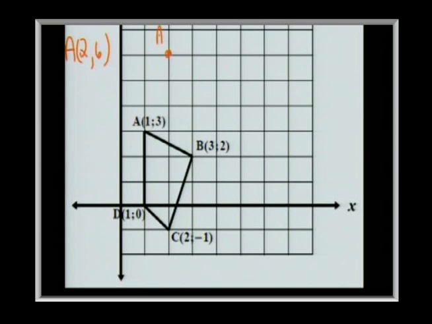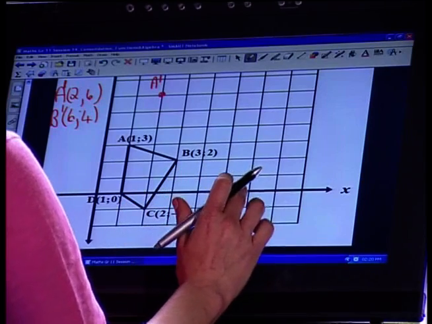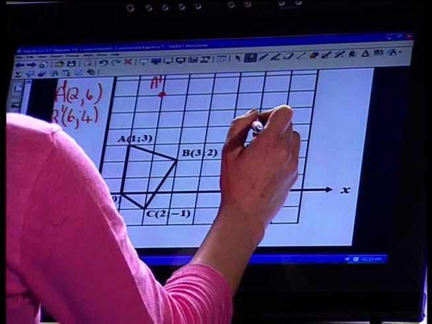Call it A prime, and I've already named the coordinate over there on the side, so I don't have to do that again. Now I'm going to do exactly the same thing for B. If I take 3 and multiply it by 2, then it changes to 6, and 2 multiplied by 2 is 4. So B prime is going to be x is 6, y is equal to 4, so 3, 4, 5, 6, and y is equal to 4 over there.